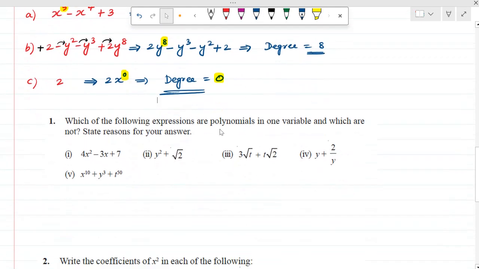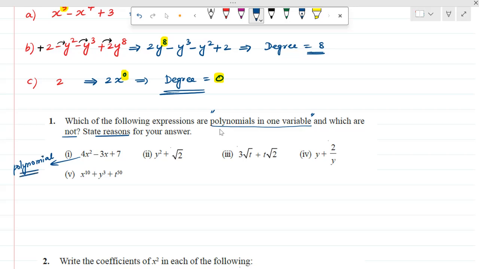Now, this is the reason we have to say which of the following expressions is a polynomial in one variable. This is a very important thing. One variable, which are not, and state the reason. You have to mention the reason. So here, this is one variable. The degree is a whole number. So you will have 2, 1. So it is a polynomial. This is a polynomial.